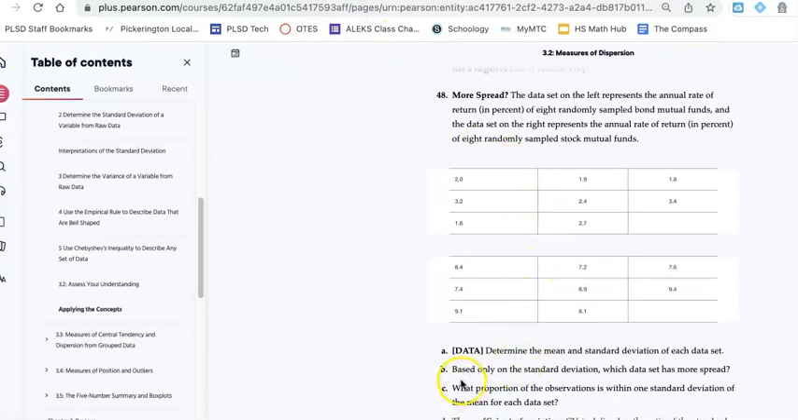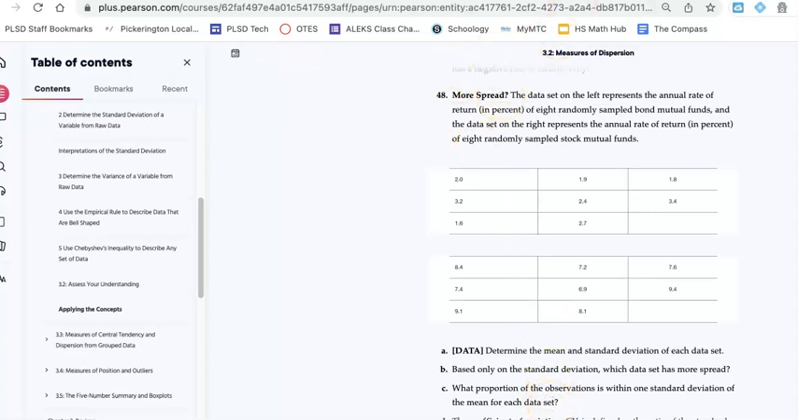Then for part B, based only on the standard deviation, which data has more spread? So you answer part B based on whichever one is bigger, because a larger standard deviation means that the data is more spread out. So you're basing it only on those standard deviations. Then, what proportion of the observations is within one standard deviation of the mean for each data set? So again, this is for each. You have to do this twice.